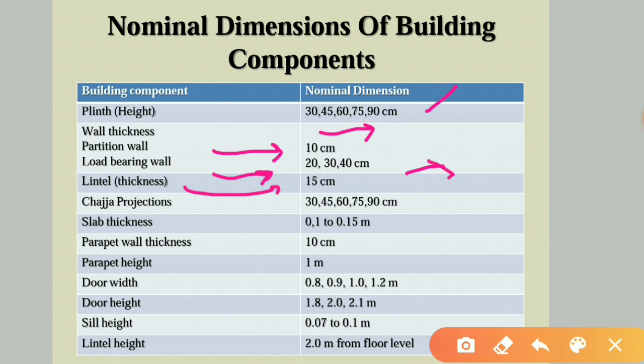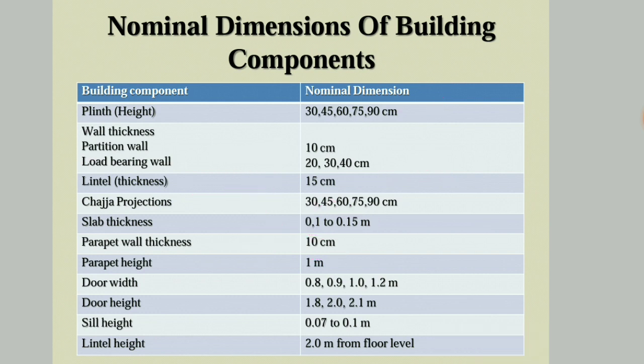Next, lintel thickness is around 15 centimeters. Chajja projections will be 30 centimeters, 45 centimeters, up to 90 centimeters also. Chajjas are provided based on the protection required. Next, slab thickness will be 0.1 to 0.15 meters, that is 10 centimeters to 15 centimeters, for slab construction. Parapet wall thickness will be around 10 centimeters, and the height of the parapet wall will be around 1 meter.